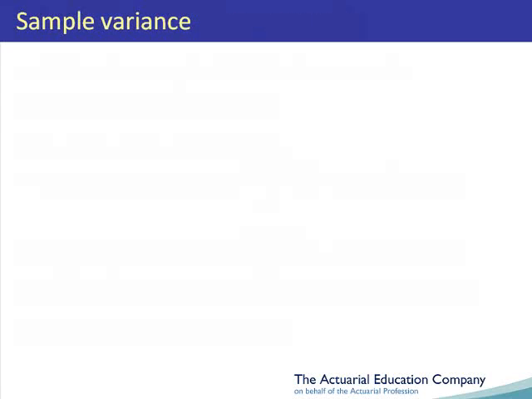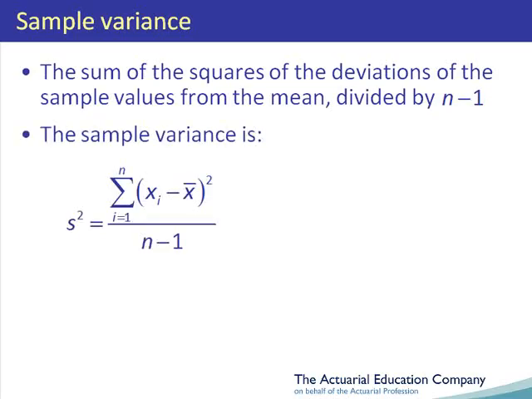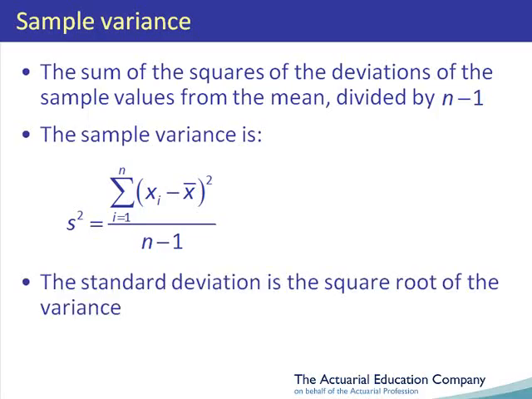The third measure of spread is the sample variance. The variance is calculated using the squares of the deviations from the mean of the individual sample values. The variance is defined to be the sum of these squared deviations divided by n-1, where n is the sample size. We use s squared to denote the sample variance, and the formula for it is shown here. The standard deviation is the square root of the variance.